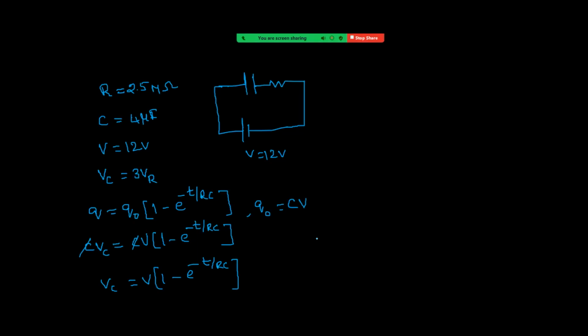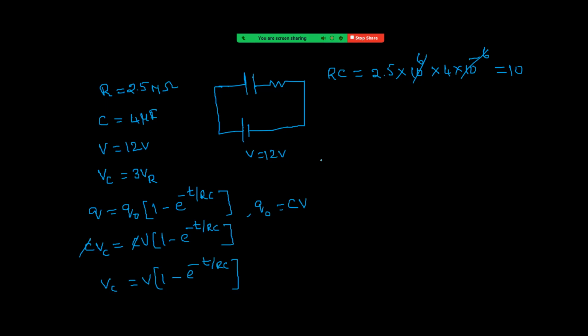Okay. Now take the given condition. First of all, find the value of RC. RC value means time constant. RC equals R value 2.5 mega, mega means 10 power 6, and coming to capacitance 4 micro, so 4 into 10 power minus 6. That is equal to 10. Okay, 4 into 2.5 is 10.